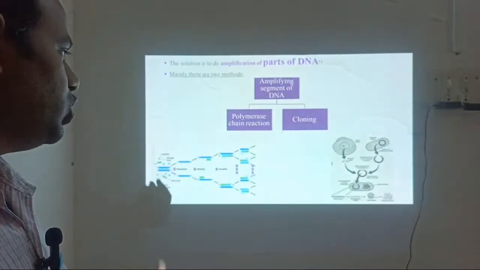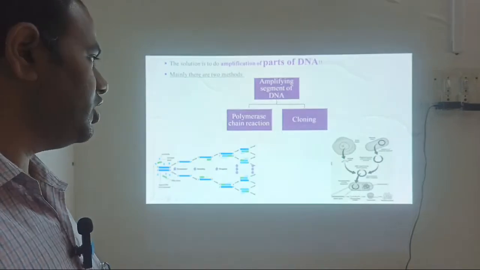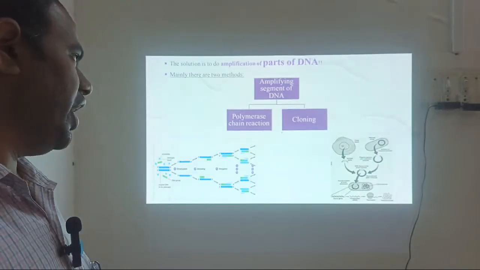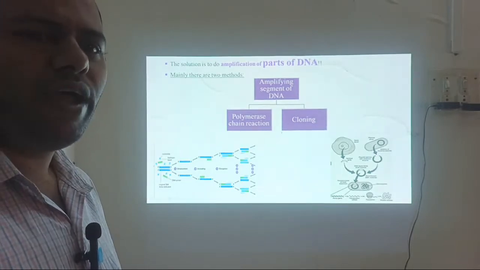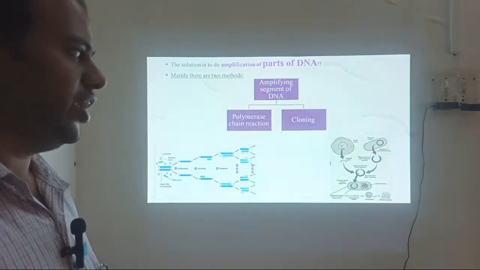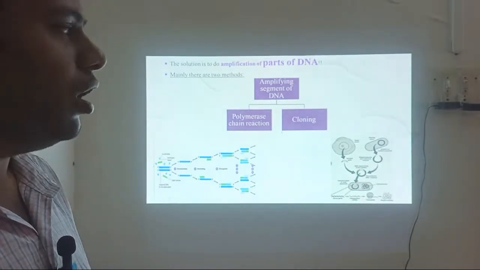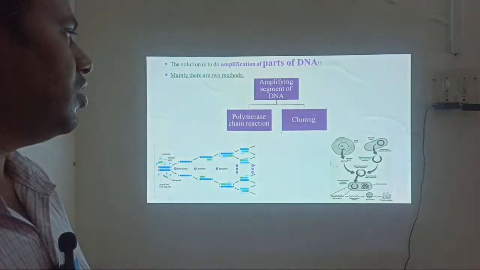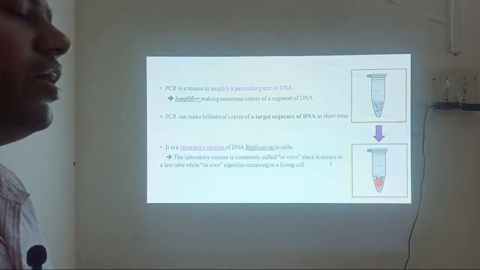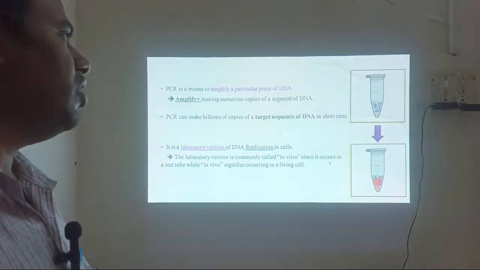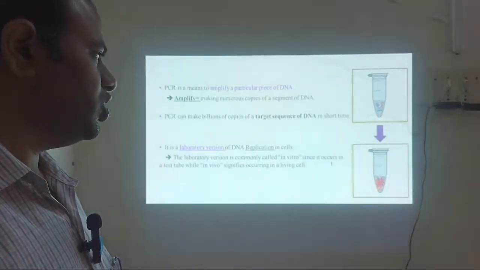Okay, but gradually this used to take a longer time. Okay, but when PCR was invented, the time was cut short. Within 1.5 hours you can get millions of copies of DNA, and in cloning it used to take a larger time. Okay, so PCR was indeed a very useful technique. Okay, so what does the PCR mean? It means to amplify a particular piece of DNA in a very short time. Okay, you can make billions of copies of DNA in a very short time.